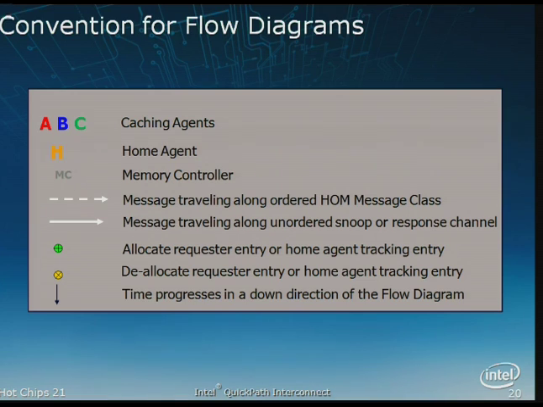Our cache flow diagrams that we use in the QPI spec are based on this Rosetta Stone. Basically transactions, we have caching agents labeled across the side. We don't care about the topologies, and for a given address, we have a home agent, always a home agent. Ordered messages on the home channels are those dashed lines, and a green dot says I consume a resource, a yellow dot means I release all my resources.